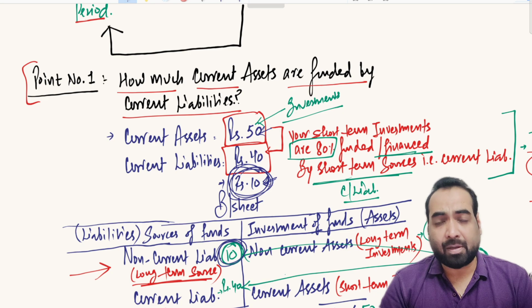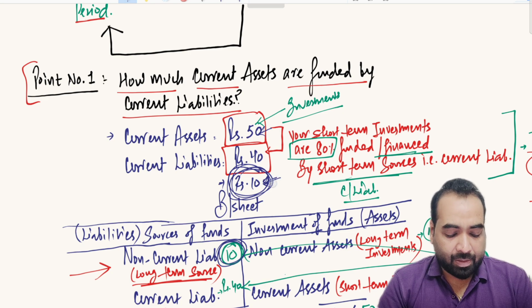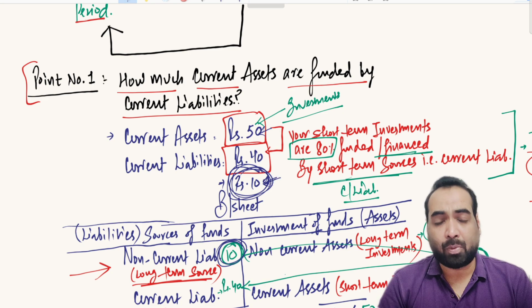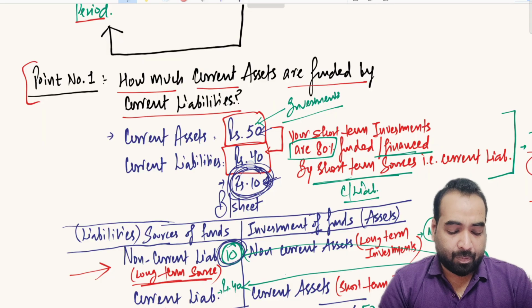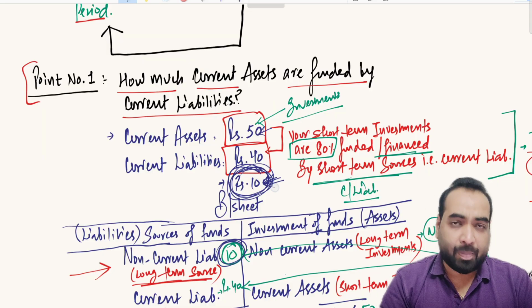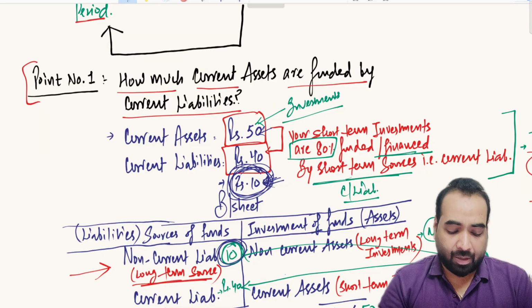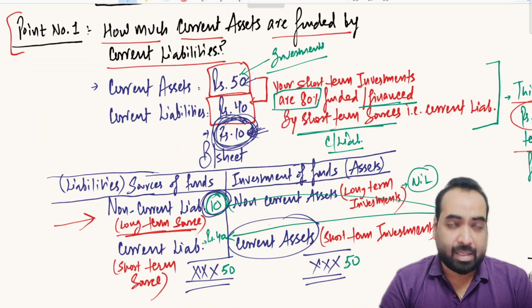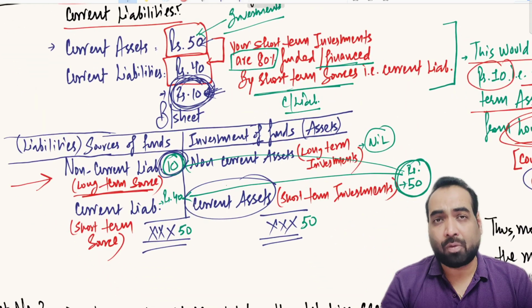So many people get confused that these 10 rupees, the positive difference in NWC, represents money funded by the promoter's capital or the owner's equity, right? Which is a wrong interpretation, because these 10 rupees represent only the long-term sources which are invested in the current assets, and these long-term sources can be the own funds and can be the borrowed funds also, right?